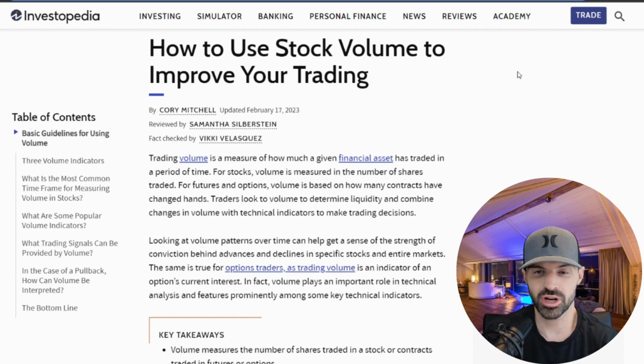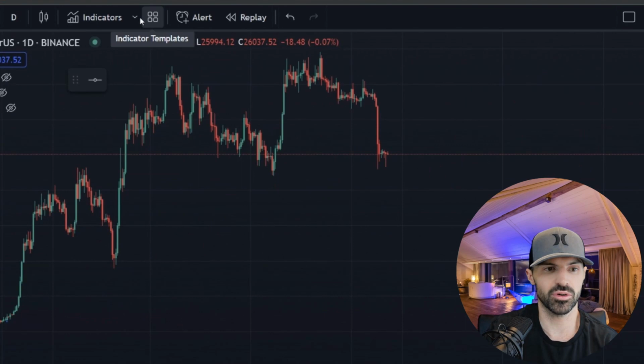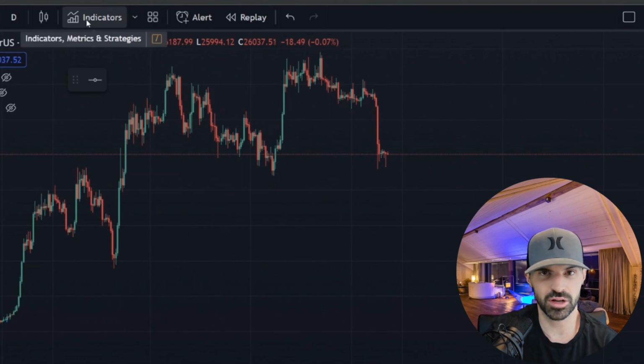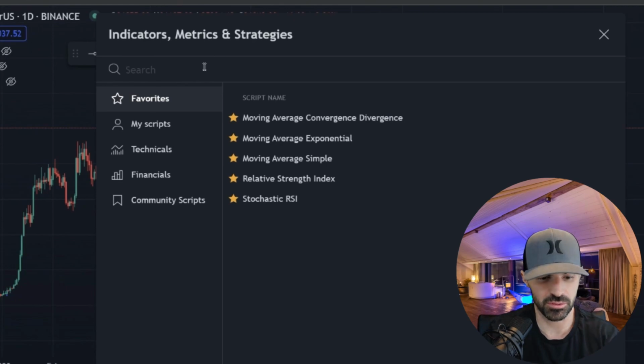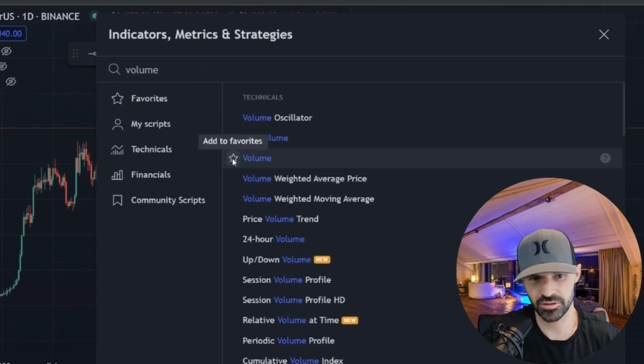So I'm going to go to Tradingview now to break down and show you how to use it in the charts. So you have to go to the top of Tradingview and you'll come across indicators right here. Click on that. So you just type in volume and you can add the star beside it, so it'll be there in your favorites. So we will select volume.